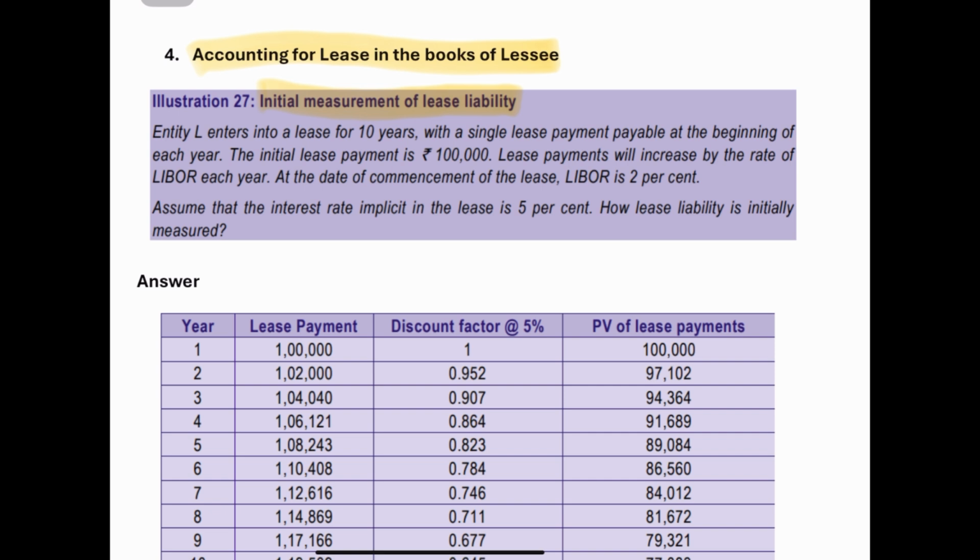Okay, so here entity L enters into a lease for 10 years with a single lease payment payable at the beginning of each year. Okay, and the initial lease payment is 100,000 and the lease payment will increase by the rate of LIBOR each year. At the commencement of the lease, LIBOR is 2%. So assume that the interest rate implicit in the lease is 5%. So how is the lease liability initially measured?